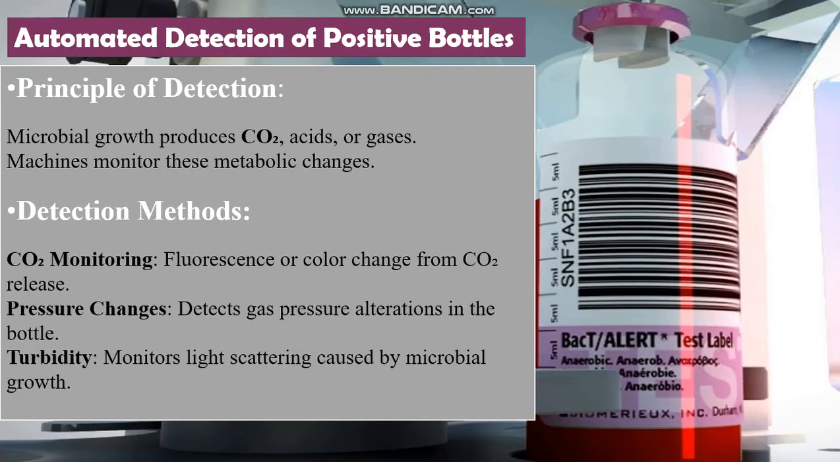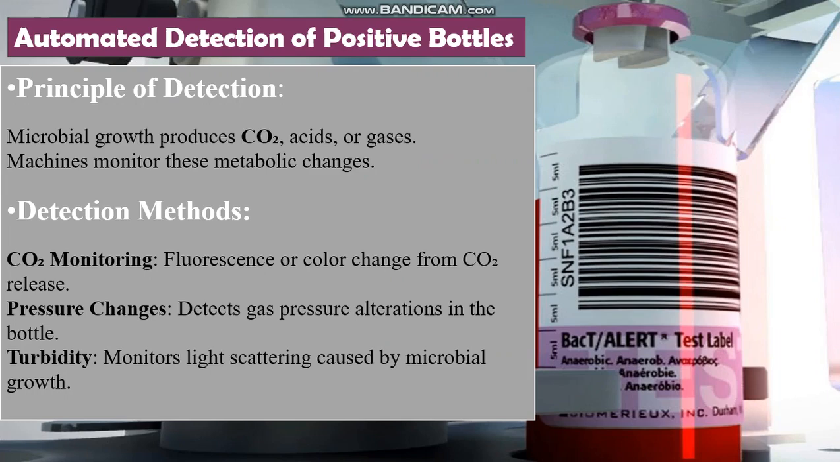Modern blood culture systems use advanced technology to detect microbial growth in bottles automatically. The key principle is that microorganisms metabolize nutrients in the culture medium, which produces byproducts such as carbon dioxide, acids, or gases. These changes serve as indicators of microbial activity.